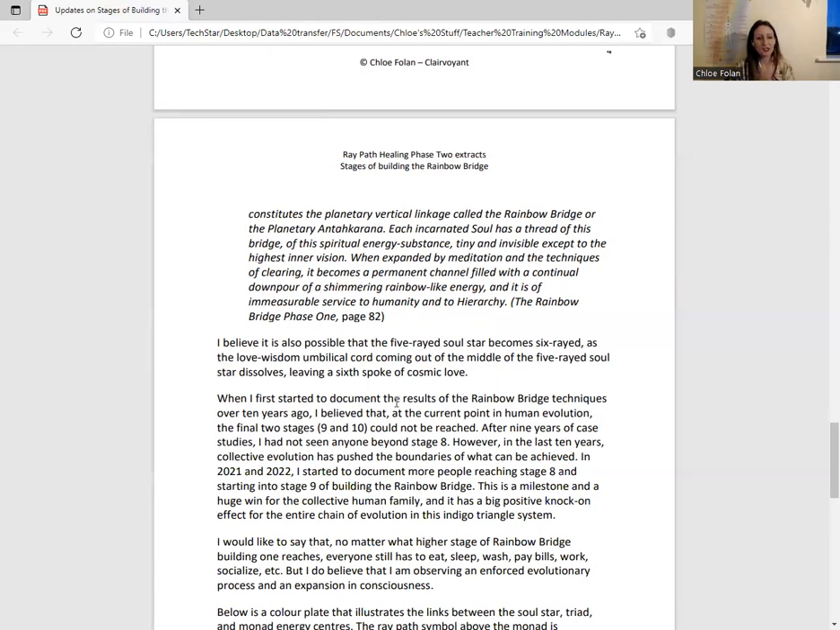So when I first started to document the results of the Rainbow Bridge techniques over 10 years, I believed that at that current point in human evolution, the final 2 stages, 9 and 10, could not be reached. After 9 years of case studies, I had not seen anyone beyond stage 8. However, in the last 10 years, collective evolution has pushed the boundaries of what can be achieved. In 2021 and 2022, I started to document more people reaching stage 8 and starting into stage 9 of building the Rainbow Bridge. This is a milestone and huge win for the collective human family, and it has a big positive knock-on effect for the entire chain of evolution in this indigo triangle system.